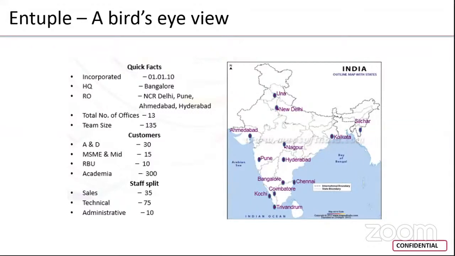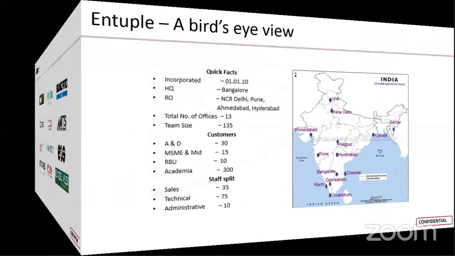Staff split: we have over 35 sales representatives and more than 75 technical members. You can see that the number of people in the technical team is far greater than the sales representatives, so you can have an idea about our technical team strength. Our services are expanded to a wide range of applications, which is why we have such a huge technical team.